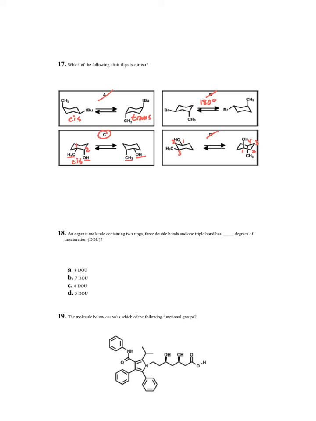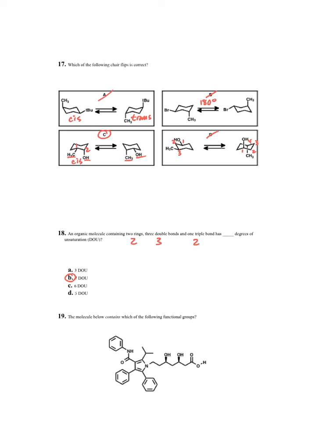18 says an organic molecule containing 2 rings, 3 double bonds, and 1 triple bond has blank degrees of unsaturation. So this is 2. This is 3. A triple bond has 2 pi bonds, so that's 2. So you add that all up, you get 7. So that one's pretty straightforward.